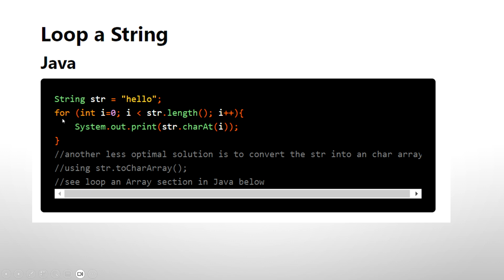Then we instructed the code to loop. So here is the loop. So makita nyo meron siyang for. So for po is nag-open tayo ng condition. So int stands for integer, i equals 0. So yung value ni i is 0. Then the second condition is i is less than str.length. So pag sinabing str length po, yung length ng str.